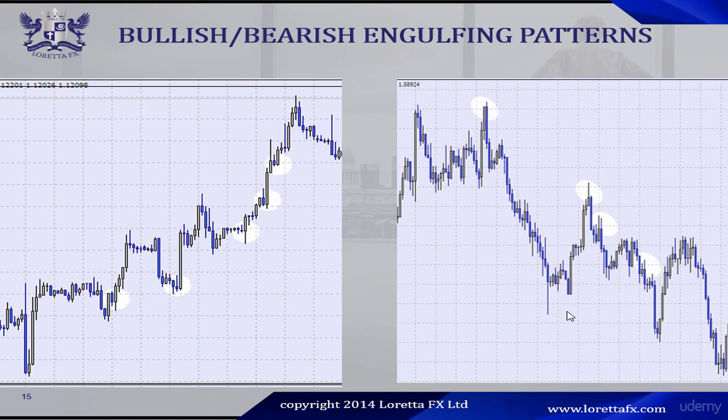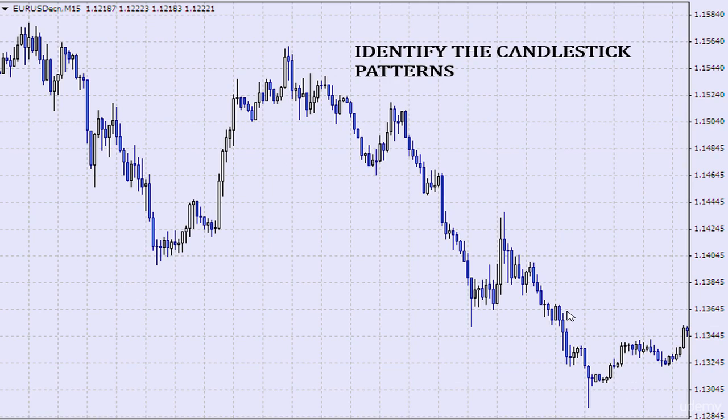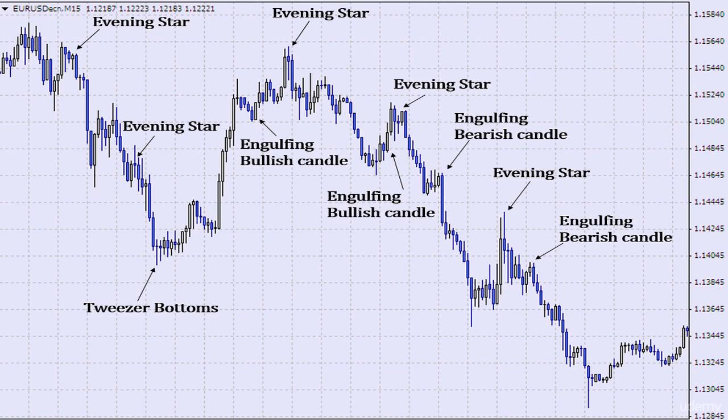Okay, now pause this video for a while and try to identify the candlestick patterns on this chart. Now, did you identify these patterns? Did you get this tweezer bottom here? Did you get this engulfing bullish candle here? So several candlestick patterns on this chart.